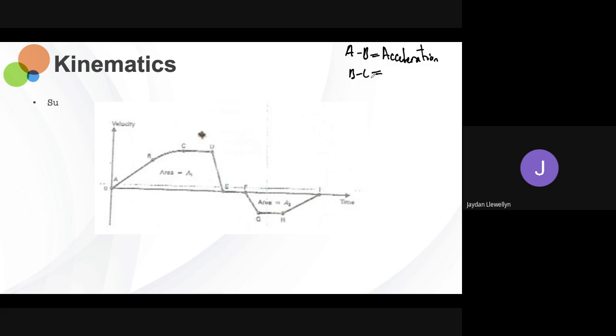Deceleration. All right. Are we all seeing that? Anyone doesn't see deceleration? Anyone doesn't see it? All right. And what is happening from C to D?